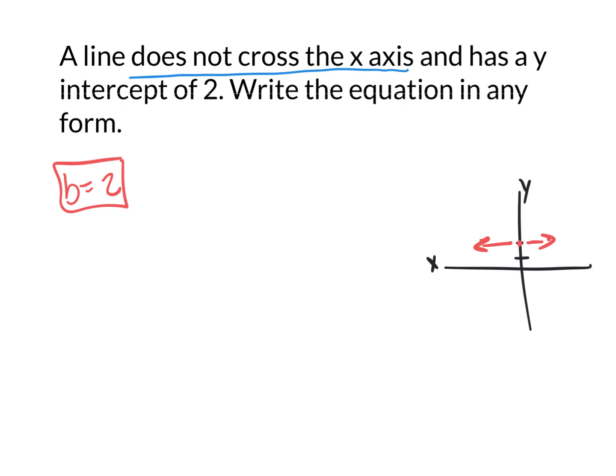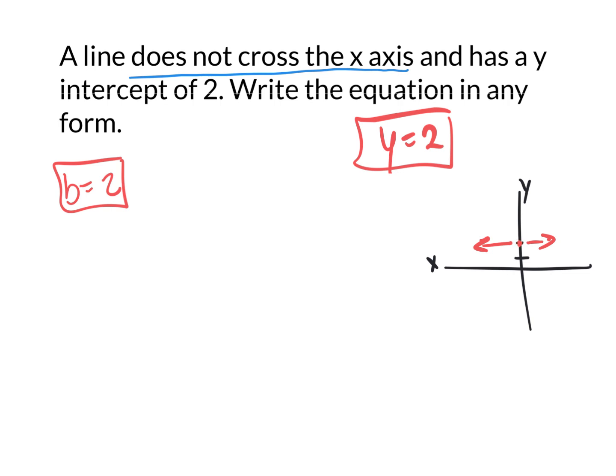And I hope we remember this from back when we graphed lines. Whenever you have a horizontal line and it crosses the y-axis at 2, that equation is y equals 2. Okay? Whenever it's a horizontal line and it crosses the y-axis, your equation is going to be y equals that value of where it crosses the y-axis.